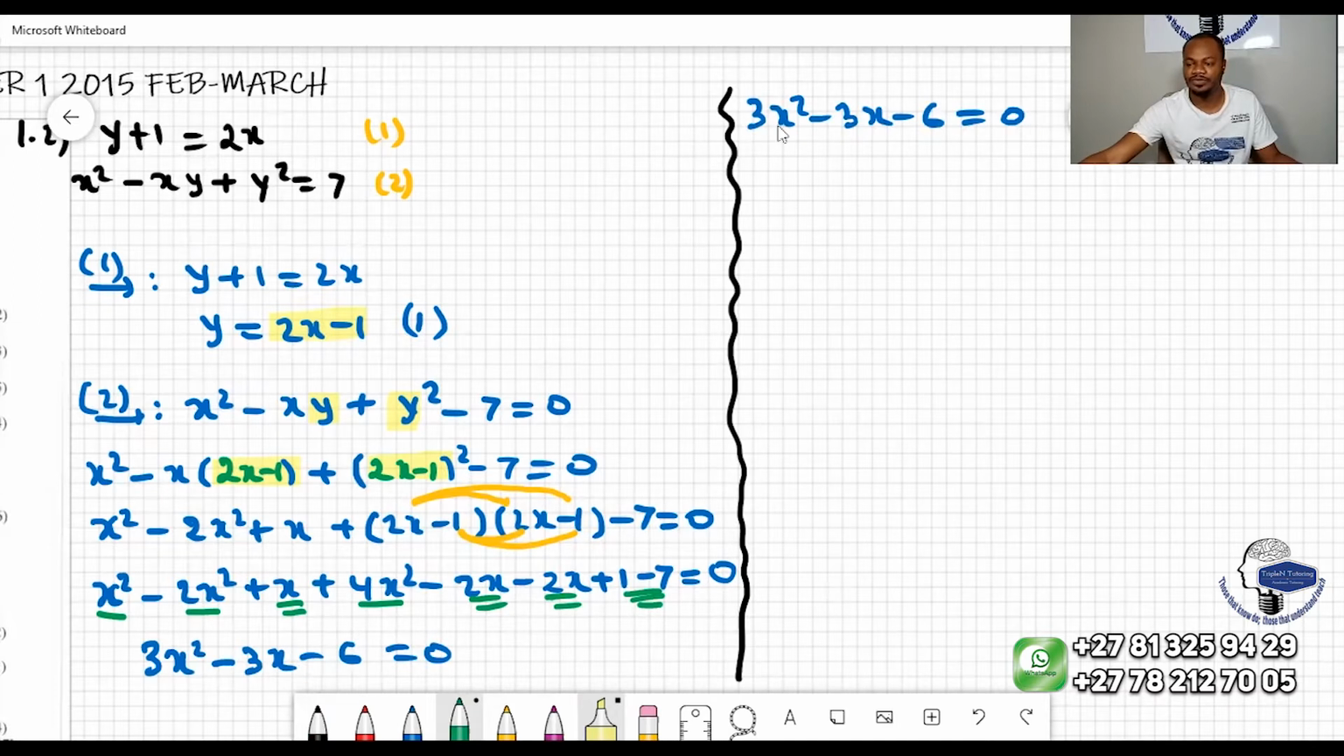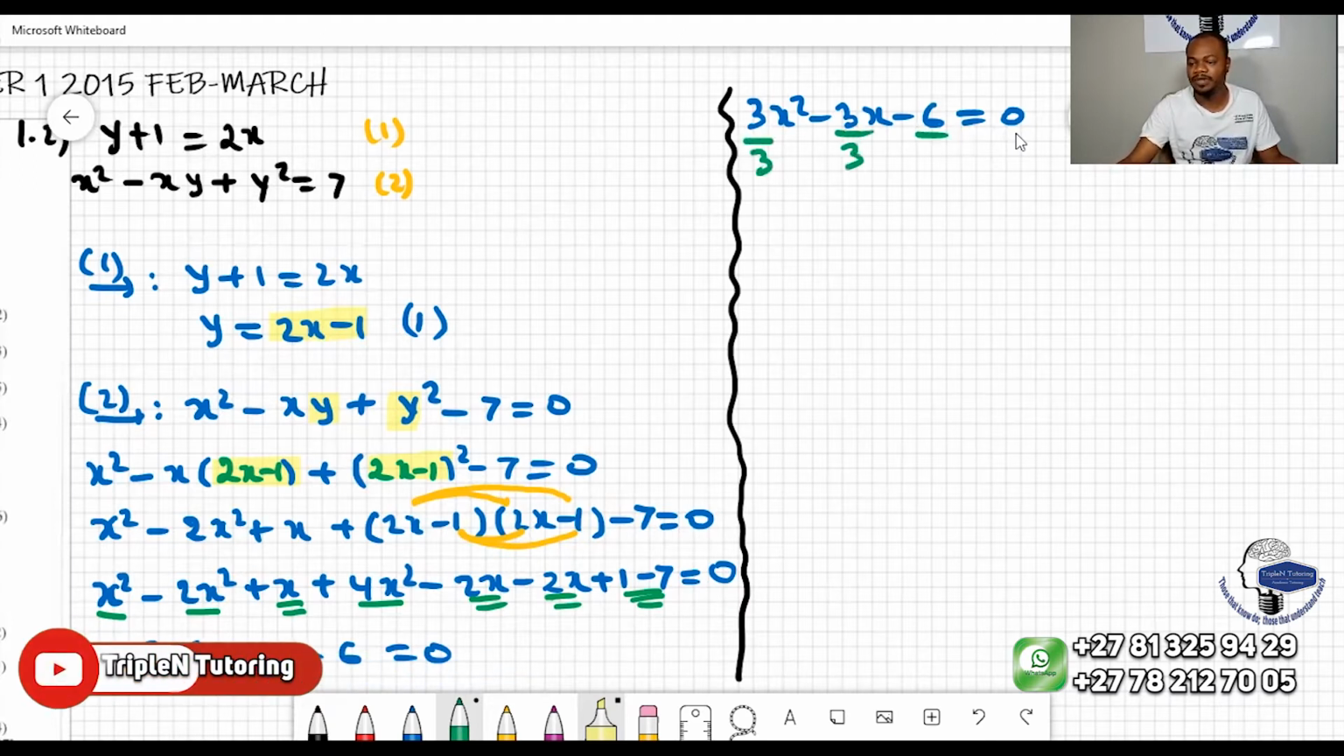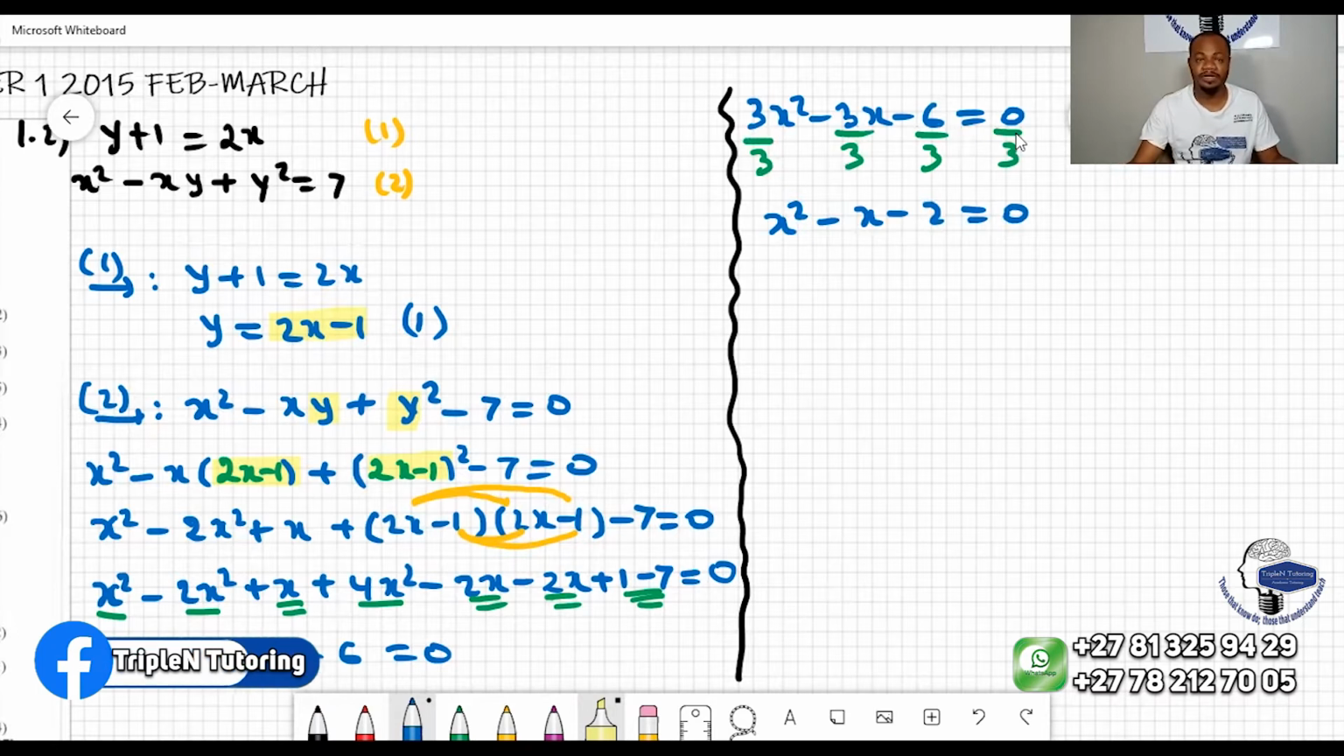Because 3 can get into 3, it also can get into -6. Now we divide the whole equation by 3 to get rid of the 3 and simplify it. Now we are left with x squared minus x minus 2 equal to 0. Okay, now the equation becomes simpler.